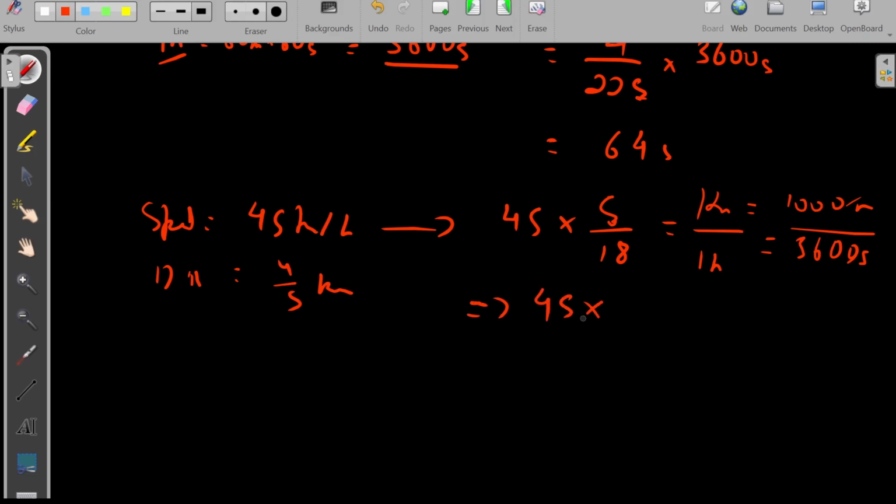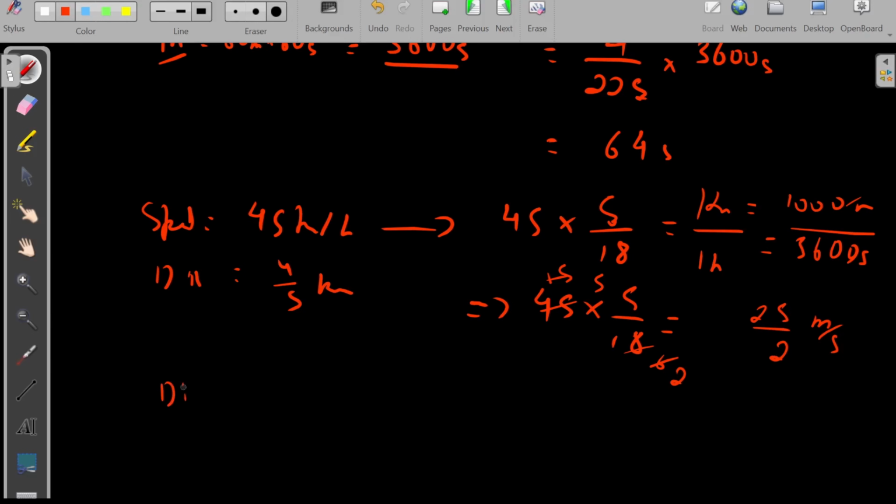Now 45 times 5/18. If you simplify this value, 36 would be 18, 3 1s are 2, 3 5s are 15, 3 2s are 6, 2 5s are 15, that would be 25/2 meter per second. What about our distance?